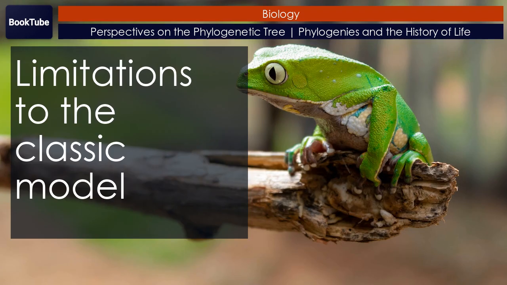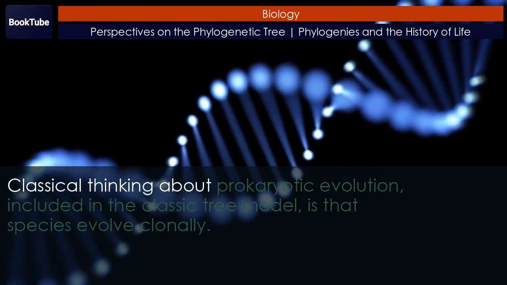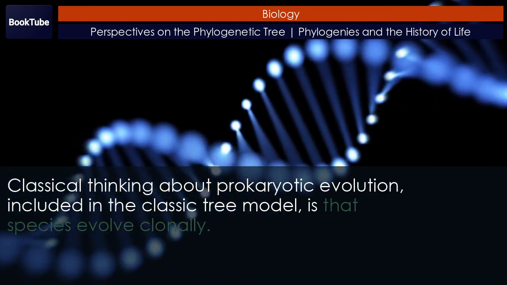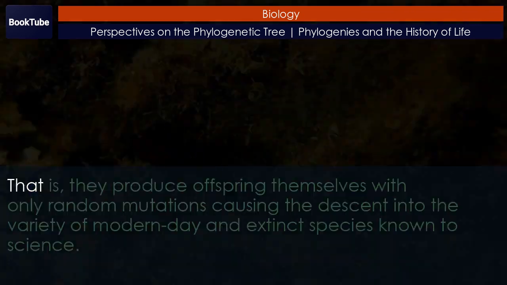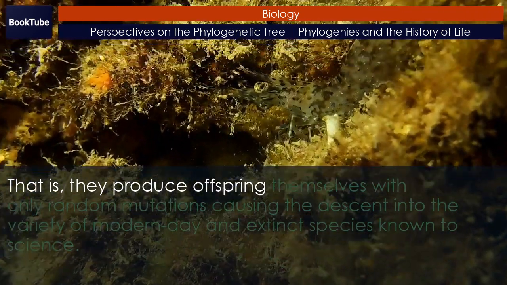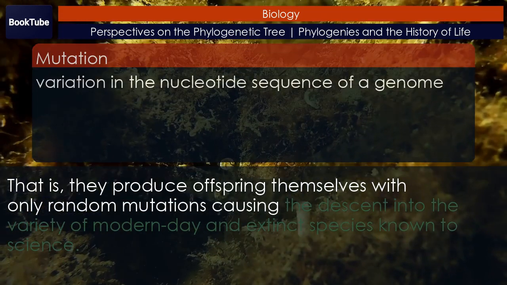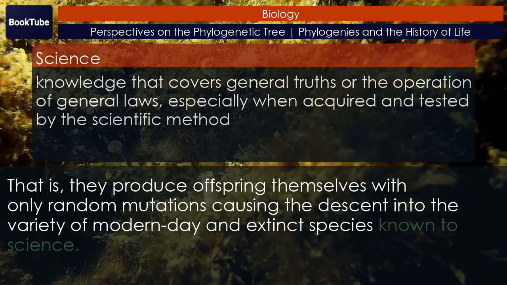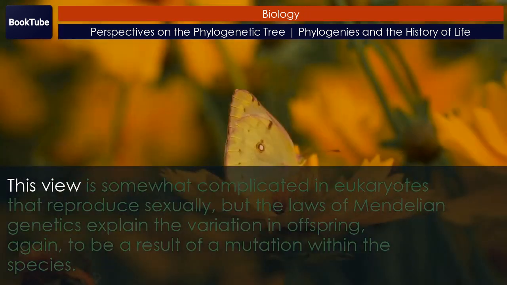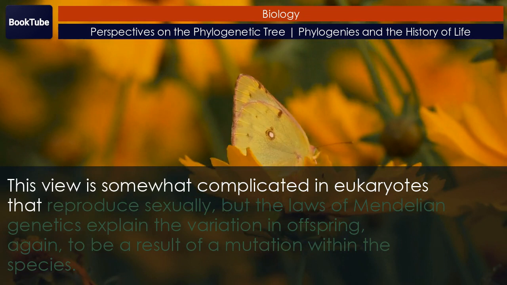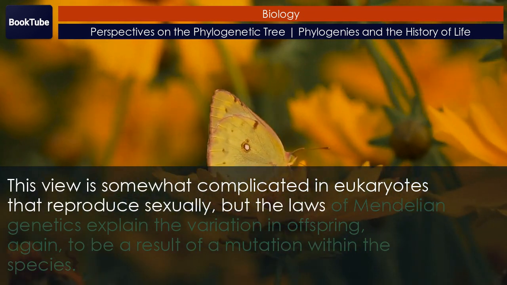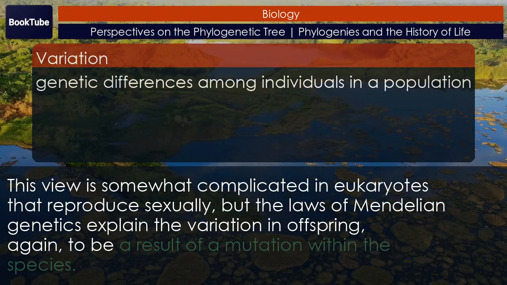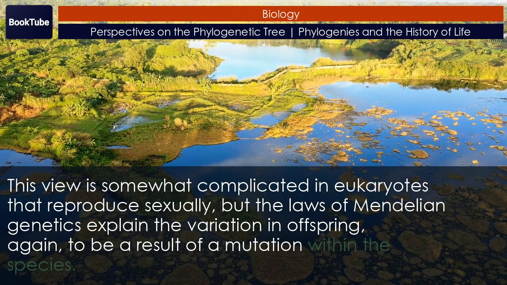Limitations to the classic model. Classical thinking about prokaryotic evolution, included in the classic tree model, is that species evolve clonally. That is, they produce offspring themselves with only random mutations causing the descent into the variety of modern-day and extinct species known to science. This view is somewhat complicated in eukaryotes that reproduce sexually, but the laws of Mendelian genetics explain the variation in offspring, again, to be a result of a mutation within the species.